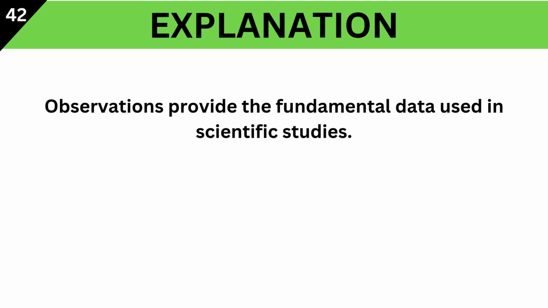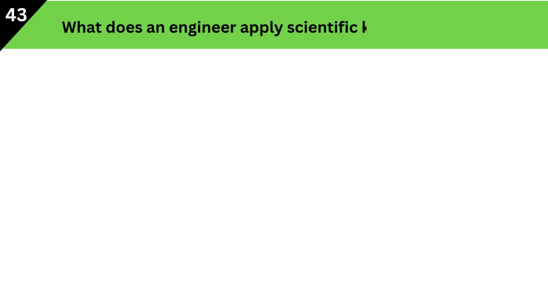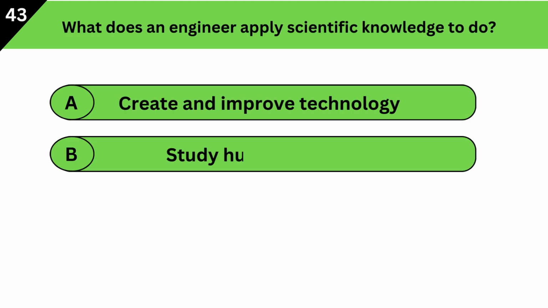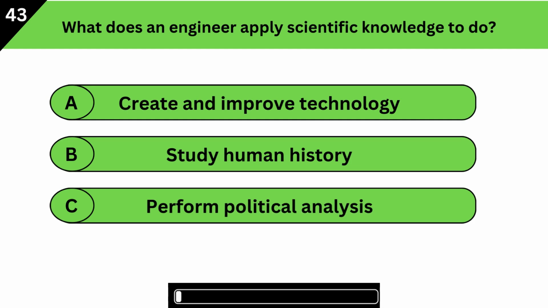Explanation. Observations provide the fundamental data used in scientific studies. What does an engineer apply scientific knowledge to do? Option A. Create and improve technology. Option B. Study human history. Option C. Perform political analysis.